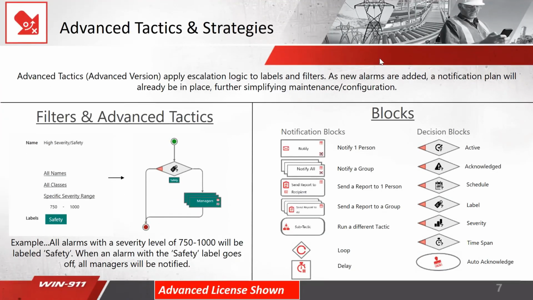This slide covers a few more options for your advanced tactics and strategies. I won't cover everything on this slide, so feel free to pause and read the whole slide. But as I mentioned, you have some blocks that you can make decisions on. You can notify certain people, groups, do callouts based on label, severity, time delays, acknowledgments. So the advantage of using the advanced tactics is you can do these state machine type flowcharts, and you have more options for your escalation paths for your people.